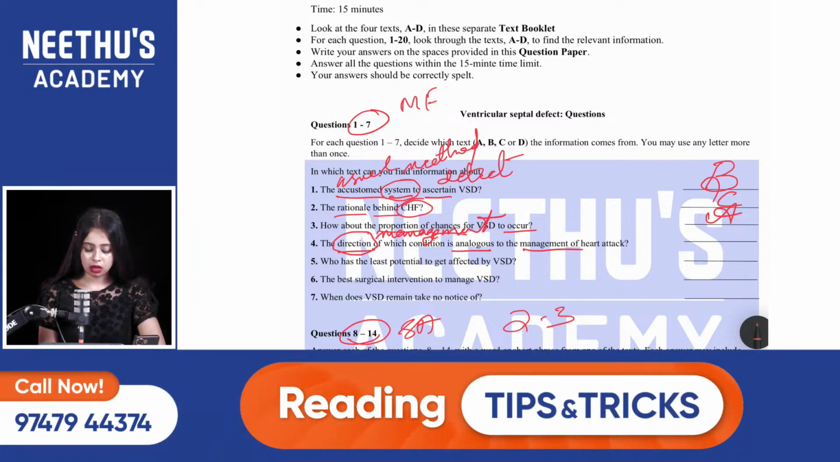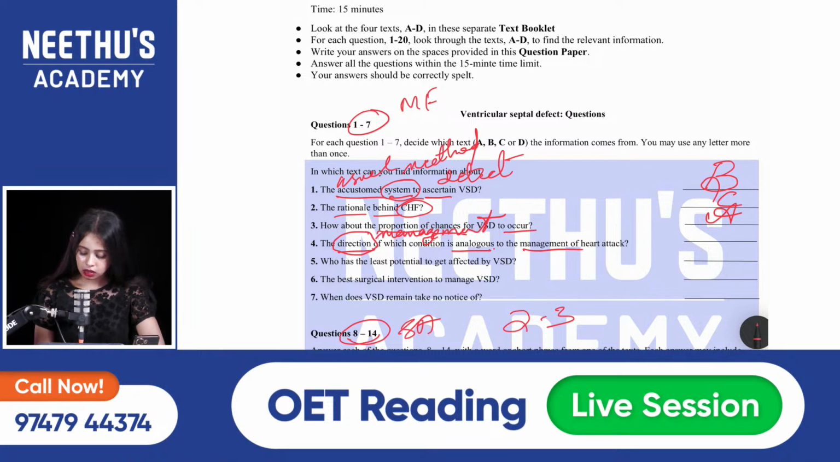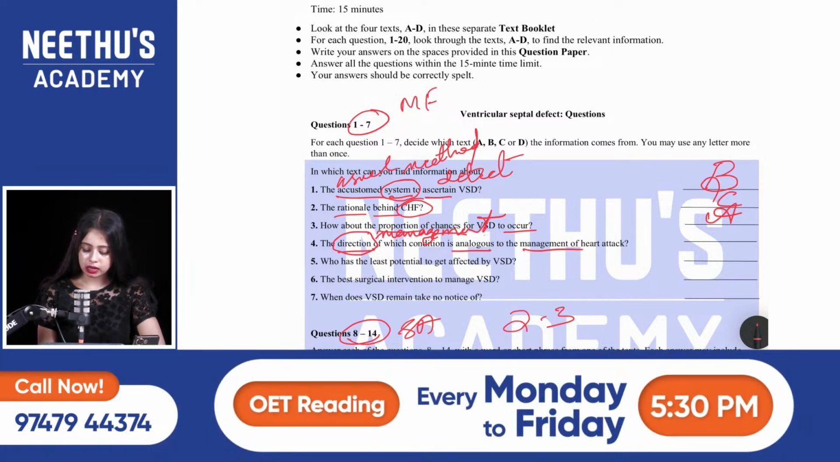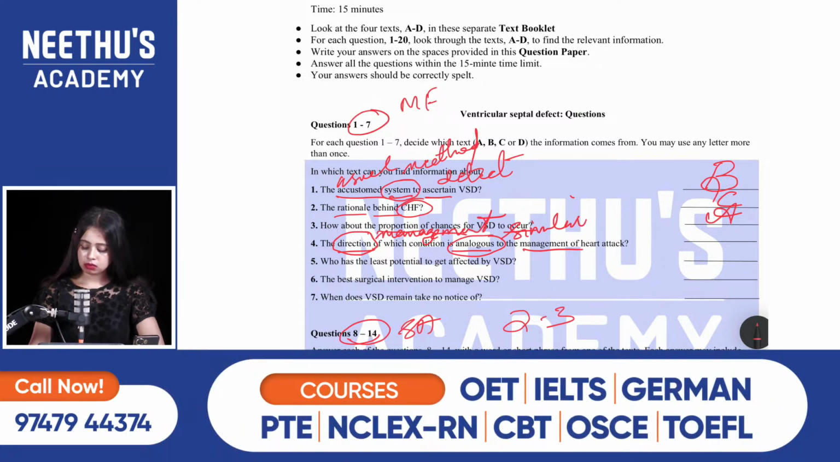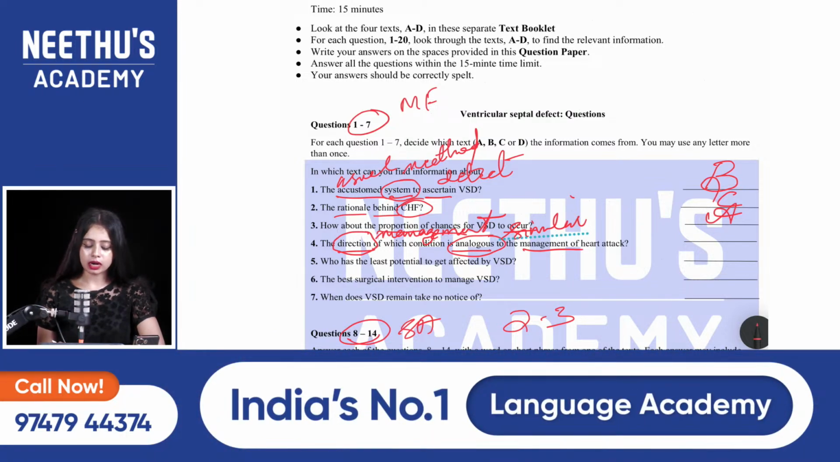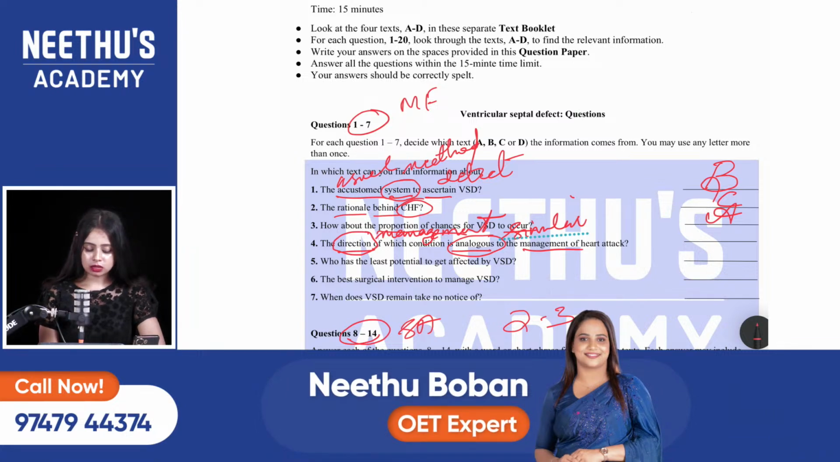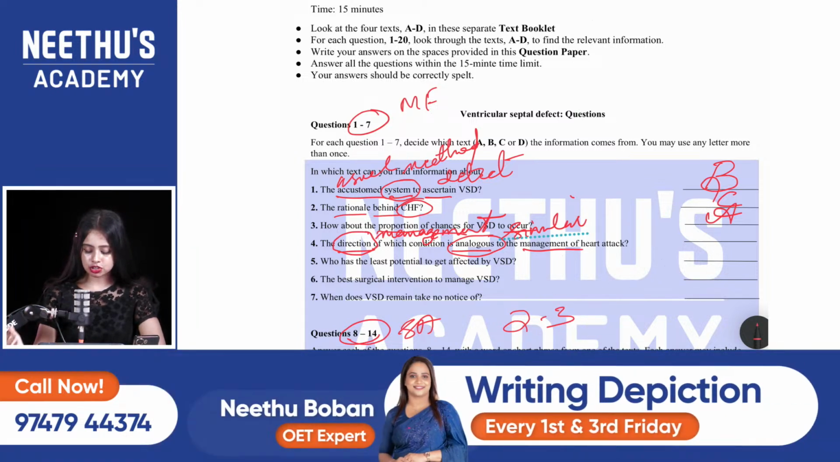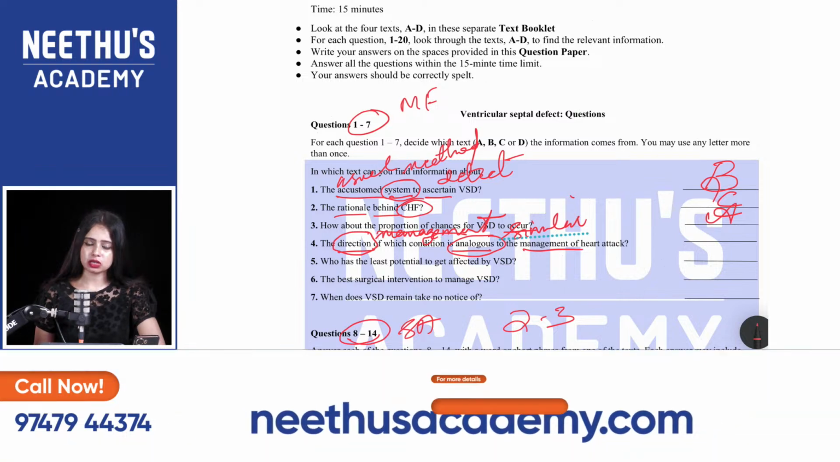Okay, so what is the synonym? Analogous to the management. Analogous here means similar, same. Similar to the management of heart attack. Which management is it? Where is it mentioned? Fourth one: the direction of which condition is similar to the management of heart attack. Where is it mentioned? Can you comment? I think this was tricky. I don't know.